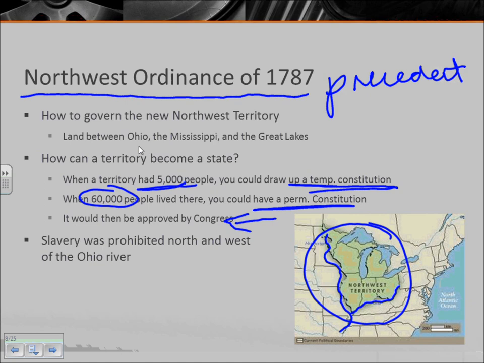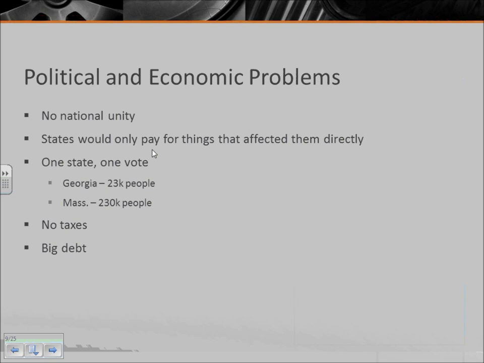Now, there are also political and economic problems going on in the U.S. at the time. There's no national unity. Keep in mind, individualism is rampant. States would only pay for things that affected them directly. Virginia will not pay for the debt of Rhode Island. This is another aspect of individualism, but here you've got more of a statism. One state, one vote, that's a problem, okay?